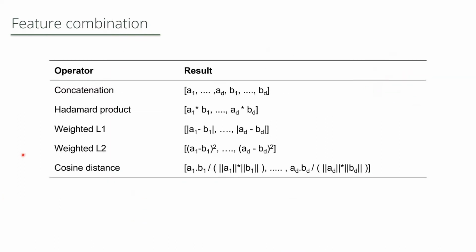For the feature combination, several techniques can be used. Some of them are vector concatenation, vectors Hadamard product, weighted L1 normalization, weighted L2 normalization, and cosine distance. The calculation of each technique is shown in the results column here.